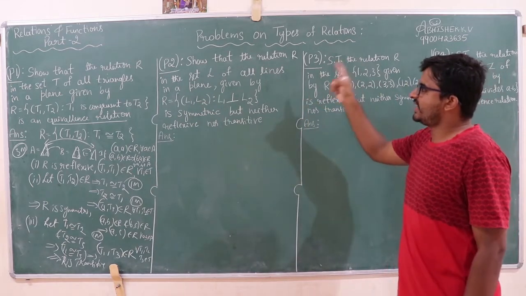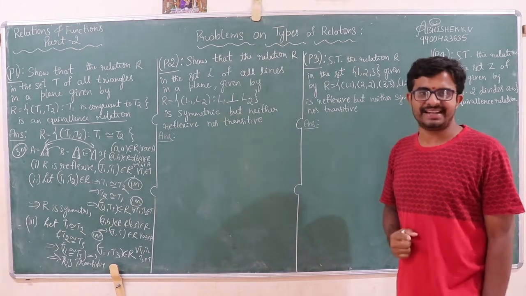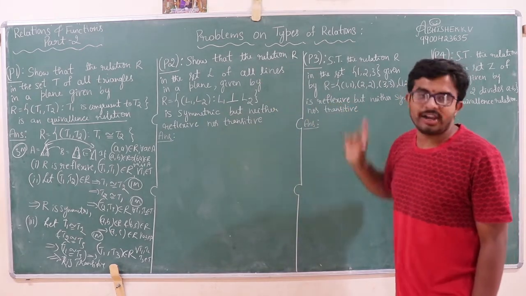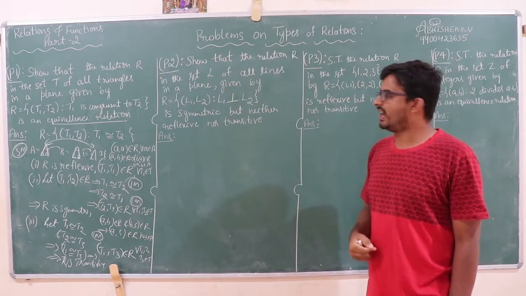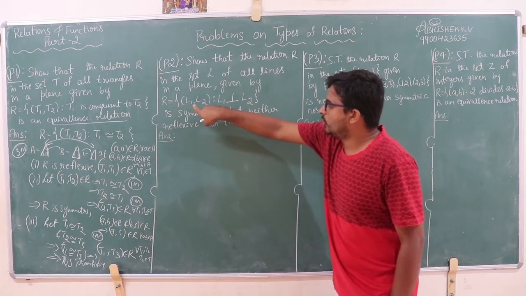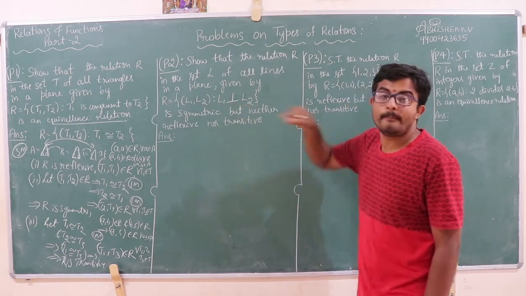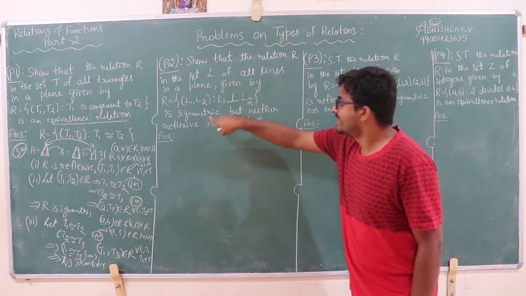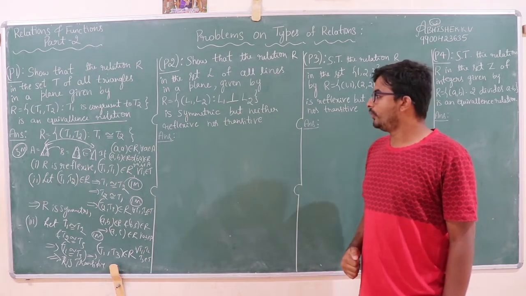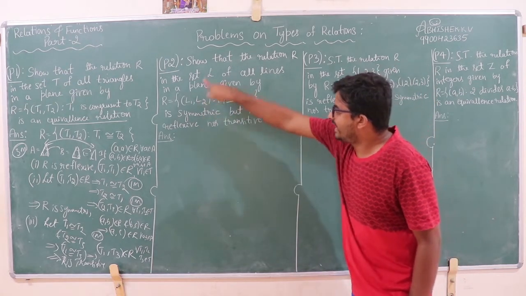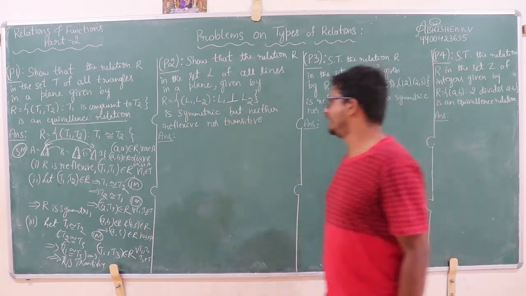Show that the relation R in the set L of all lines. I already told you we need the basic set. What is the set here? The set of all lines, represented by L, in a plane. We need the relation also. What is given? R is equal to the set of all ordered pairs (L1, L2) such that L1 is perpendicular to L2, is symmetric but neither reflexive nor transitive. What do we have to prove now? We have to prove this relation is symmetric but not reflexive and not transitive.